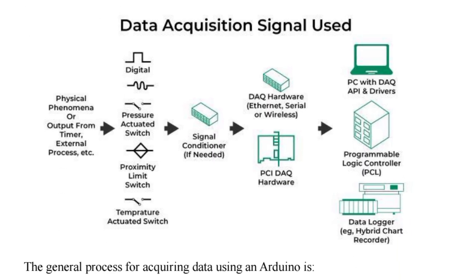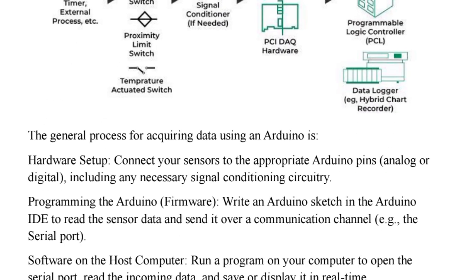The key steps of data acquisition are: first, we read the physical signal and process it using sensors. We can use proximity, pressure or temperature sensors. After that we do the signal conditioning. Finally it is processed by the hardware and transmitted to devices. Either you can connect to a PC, or you can use a PLC or data logger, or any automation devices we need to process.